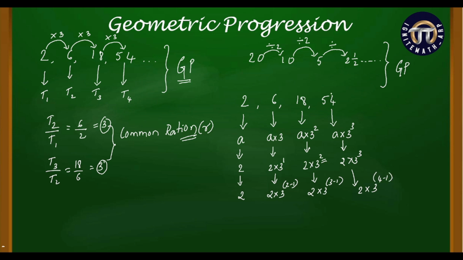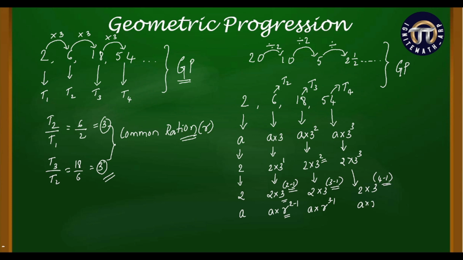See, fourth term, this is our fourth term, so I have written 4 minus 1. This is our third term, so I have written it as 3 minus 1. This is our second term, so I have written it as 2 minus 1. So generally I can write this one as a, then a into r to the power of 2 minus 1. Why am I writing 3 as r? Here we have found out r is equal to 3. Clear? So here a into r to the power of 3 minus 1.